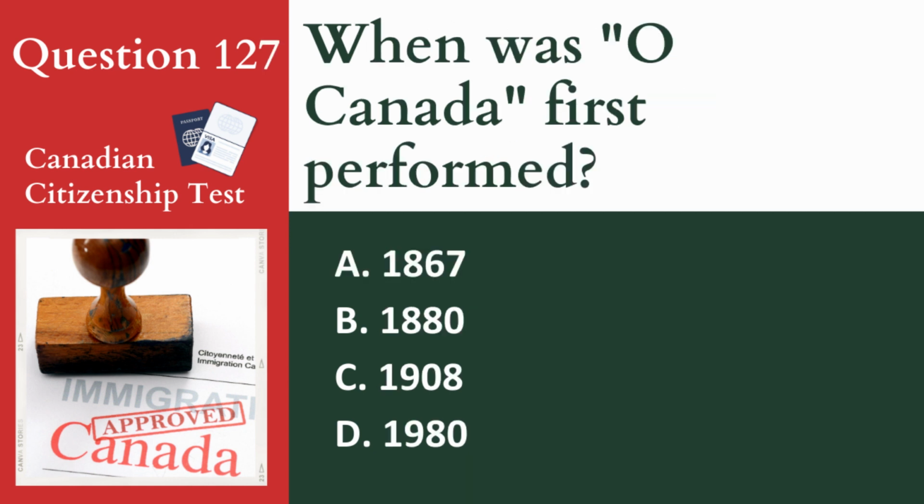Question 127. When was O Canada first performed? A. 1867. B. 1880. C. 1908. D. 1980. Answer B. 1880. O Canada was first performed on June 24, 1880, in Quebec City.